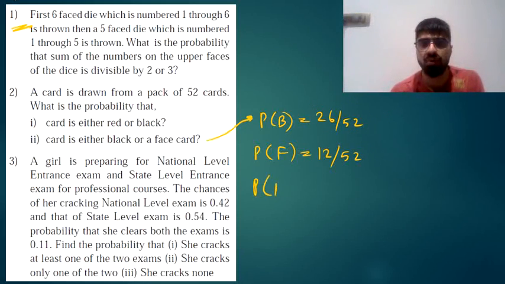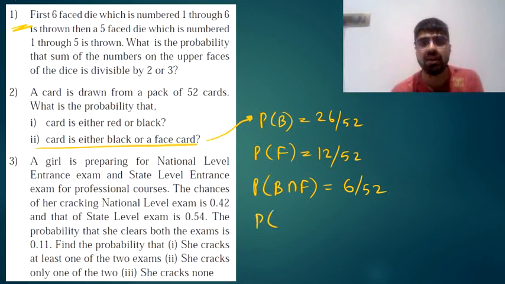Now what is the probability of B intersection F? That is, you want it to be a black card as well as a face card. Now that can happen in, like I said, every suit has 3 face cards. There are 2 suits which are black in color. So a face card and a black card together can happen if it is a face card of club or a face card of spade. And that can happen in 6 ways, because there are 3 face cards of club and 3 face cards of the spade suit. So the total number of ways in which we can have a black face card will be 6 by 52.